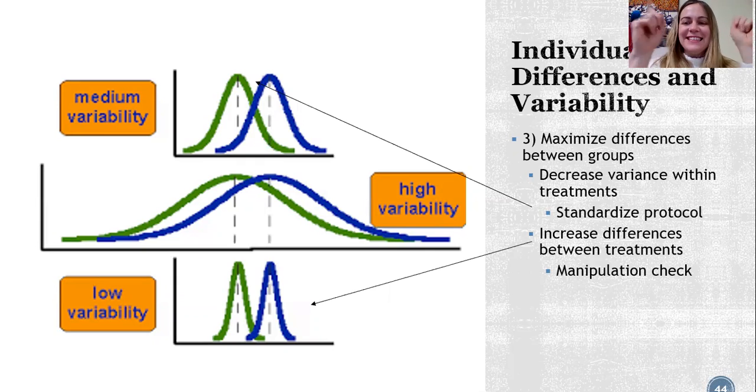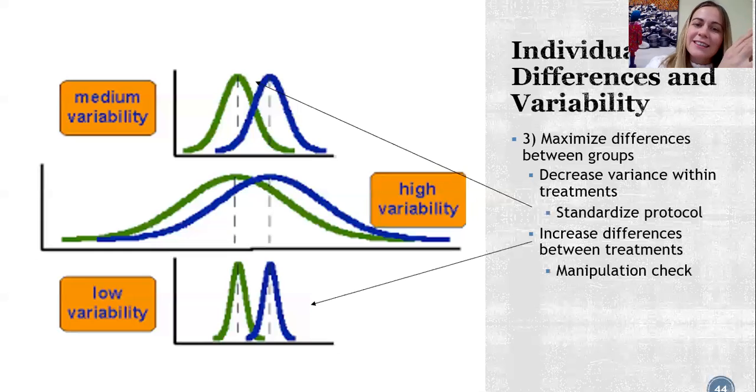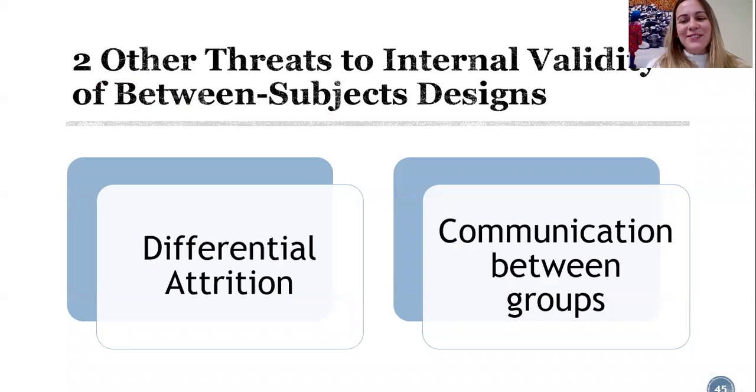So we can decrease the variance within a treatment by making sure everybody in the Sudoku group is getting the same kind of Sudoku training. And we can also make sure that people in the Sudoku group really learned the Sudoku by doing a manipulation check, and make sure that nobody in our control condition learned any Sudoku, maybe by learning about what the study was. So we'll talk about that in a second in terms of communication between groups.